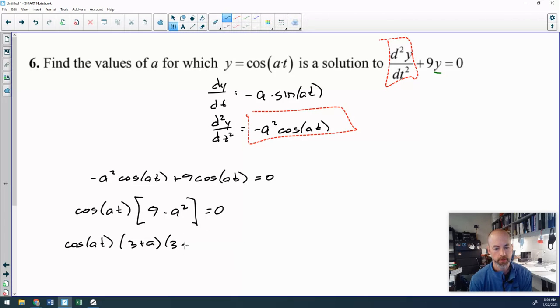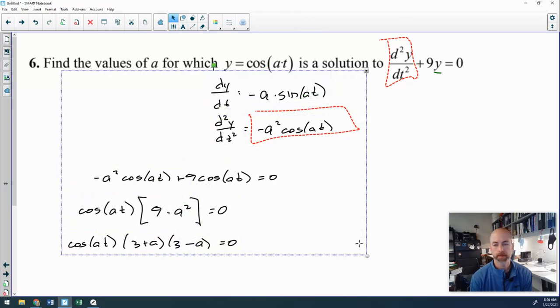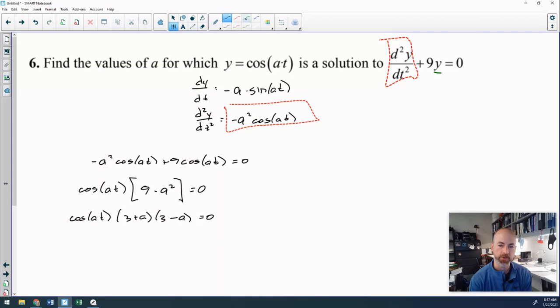Oh, this is kind of an interesting problem. I did not anticipate this happening. A poorly written, maybe not poorly written problem. You will see the issue here in a second if you don't already. Easy solutions are a equals negative 3 and a equals 3. And I think when I wrote the problem, those were the two I was thinking about.